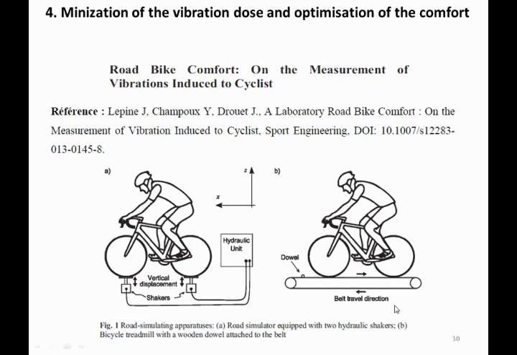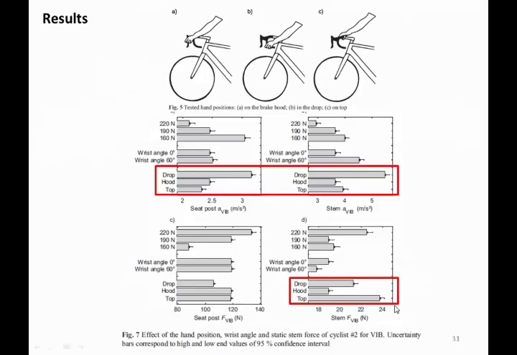Lepine et al. have studied in different laboratory conditions the effects of the hand position on vibration. 3 positions on the handlebar and 2 angles of wrist were studied. The result suggests that the drop position induces higher vibration exposure than the 2 other positions. Concerning the force induced on the cyclist, it is the brake-hood position that gives the lowest strain, and the top position that induces the highest strain. The best compromise seems to be the brake-hood position.